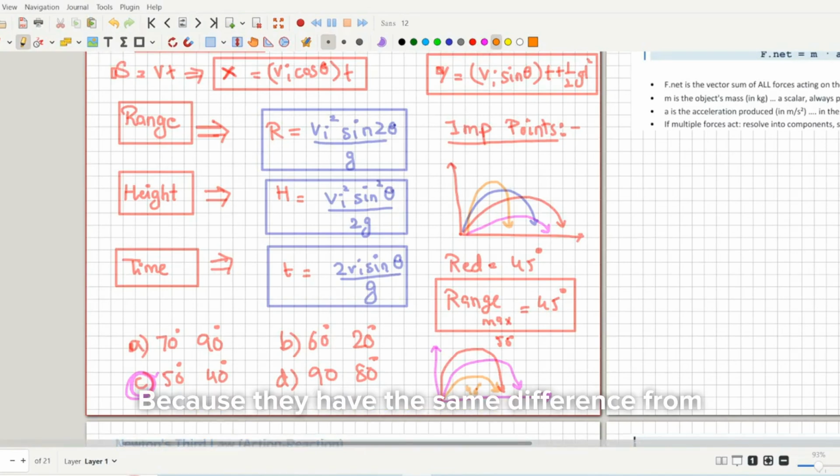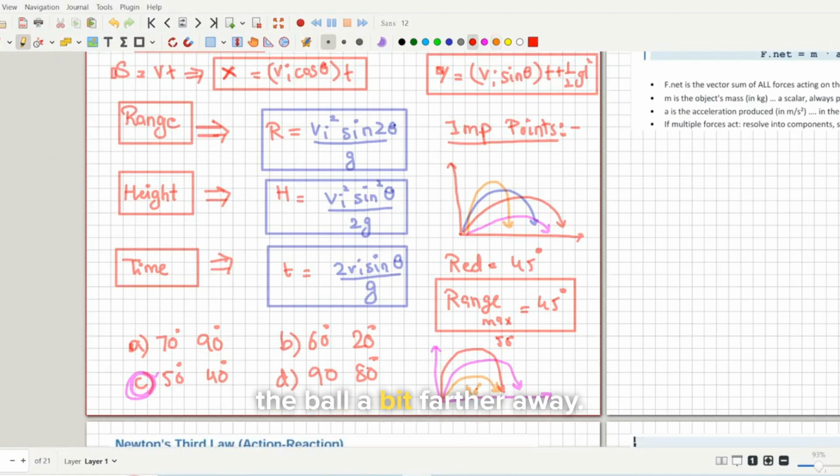Why is that? Because they have the same difference from 45-degree. If you increase 5-degree or if you decrease 5-degree from 45-degree, then both of them will fall at the same place. If you talk about 60-degree and 20-degree, 60-degree will place the ball a bit farther away.